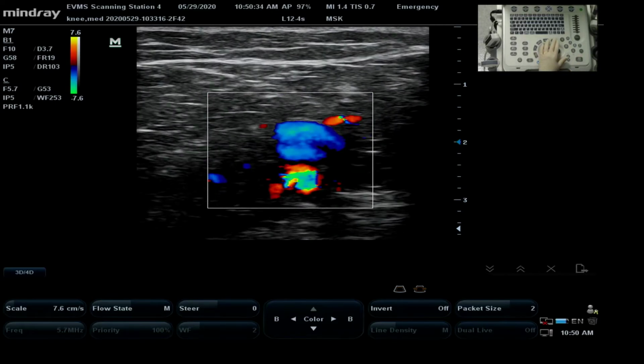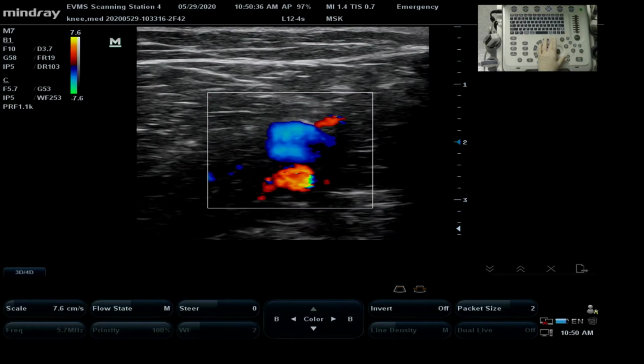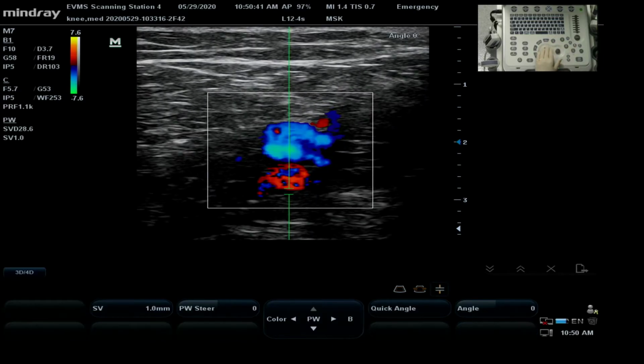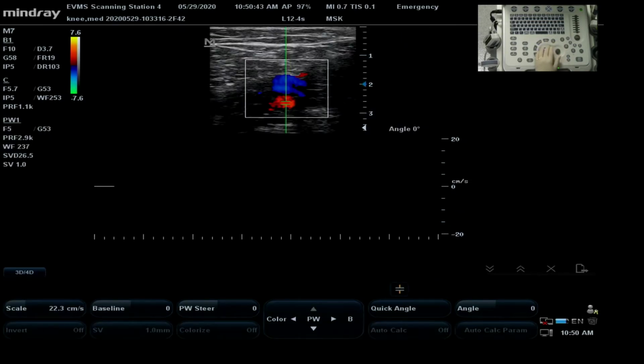The other way I can tell which one is which, of course, is to do our pulse Doppler and look at the waveforms, and you can see again that waveform of the artery and then the waveform of a vein that's more flat.